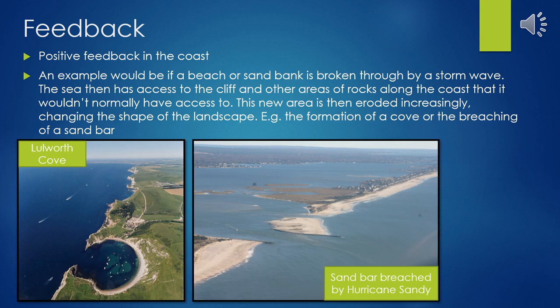Another example is a sandbar being breached during a storm. Like we've said on the previous slide, a sandbar protects the environment from the wave energy. But if the sandbar is breached, then you can get a massive increase of erosion behind it. So things get further and further away from normal. So we've got two examples there of positive feedback: a cove, and a sandbar being breached during a tropical storm.